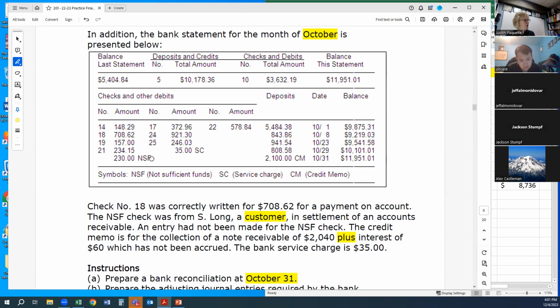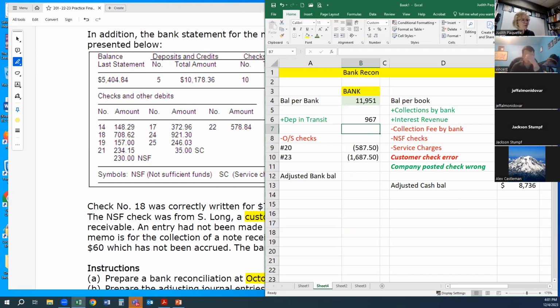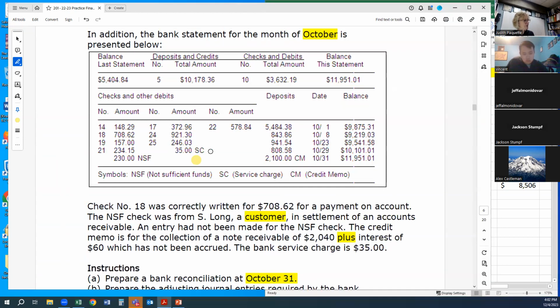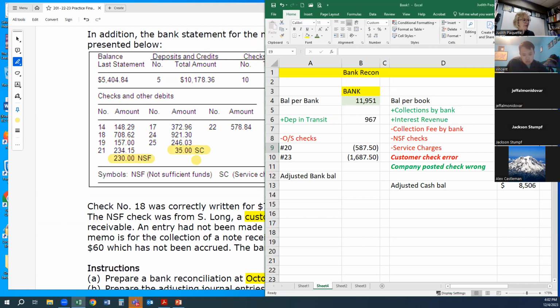But let's go down and just look for any of the special charges. So again, we're under the deductions, the checks. We have an NSF check for 230. So we're going to subtract that. We have a service charge of $35. So we're going to take that out under service charge.